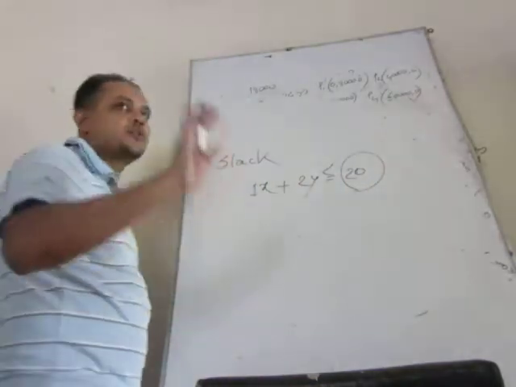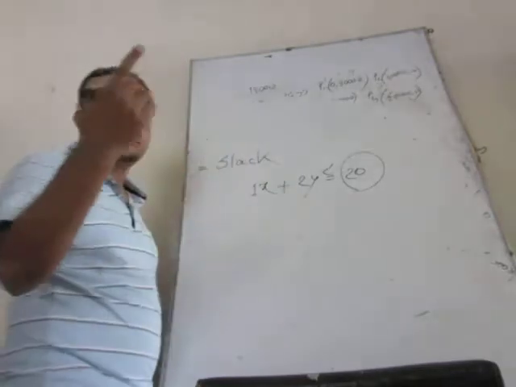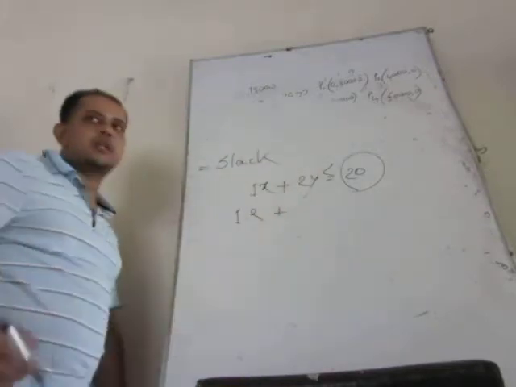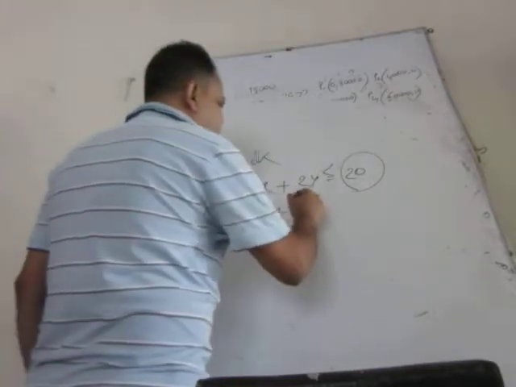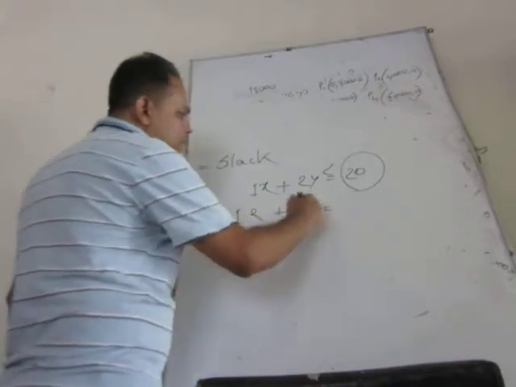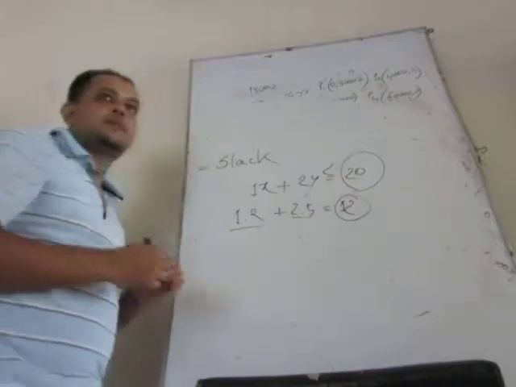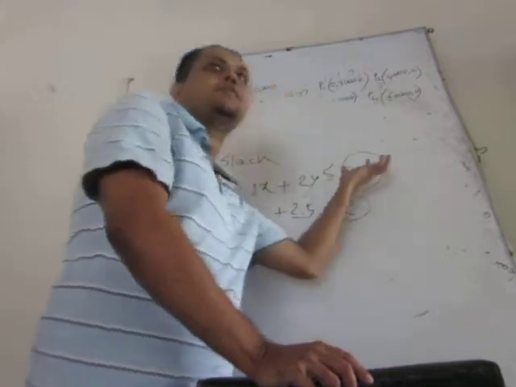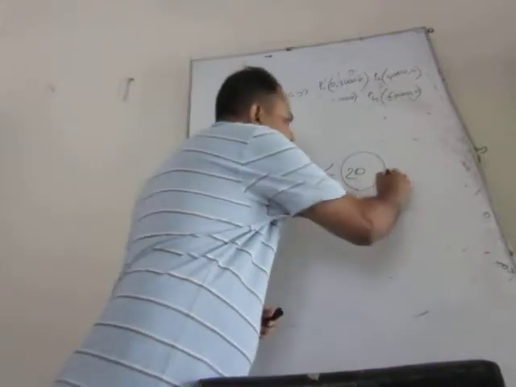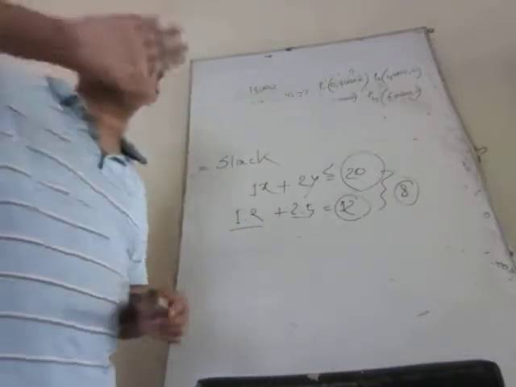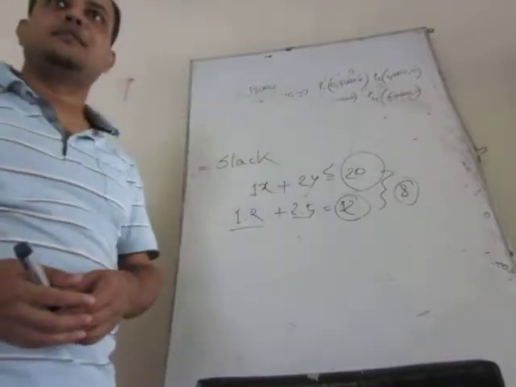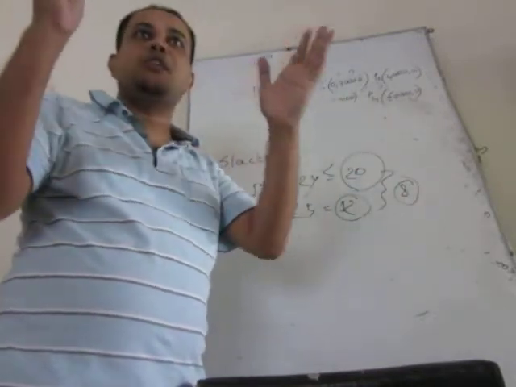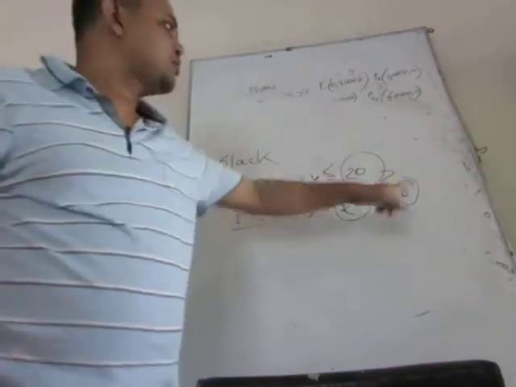Now suppose your optimum production plan has x equal to 2, so 1 into 2, and your calculated y is 5, so 2 into 5, that is 2 plus 10, which is 12. That means by using your optimum production plan, you are using only 12 units of this limiting factor or scarce resource. Still 8 units remain unused. That means your plan is not capable of making 100% use of the limiting factor. That's why this is slack.